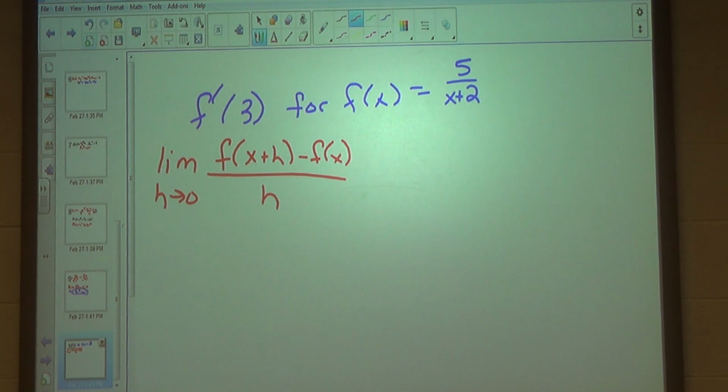Where are you putting the 3 in? Yep, so I put the 3 in for the x in that formula, correct.